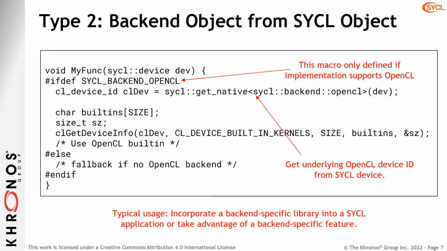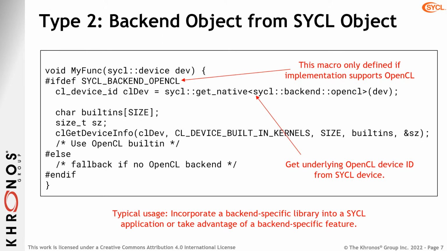GetNative here is shown with the SYCL device object, but there are also overloads of GetNative that work with most of the other SYCL objects. So for example, you can get an OpenCL queue from a SYCL queue, etc. There are two main use cases for this type of backend interop. In one case, you have a SYCL application where you need to call a backend specific library. And in the other case, you may have a SYCL application and want to make use of some backend specific feature, like the built-in kernels we illustrate here.